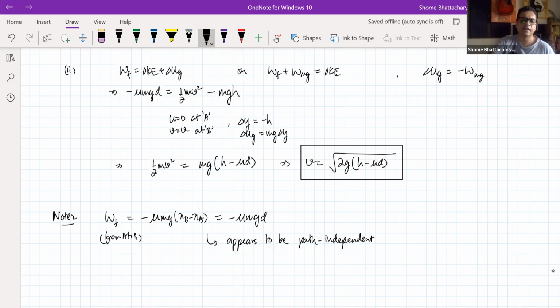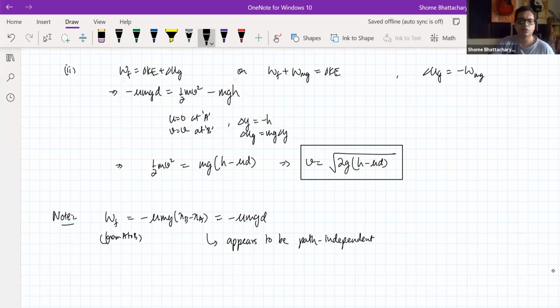So the net work done by kinetic friction in a round trip will be a negative quantity. It will be a non-zero negative quantity. So while in this particular case, when it's sliding from A to B, it appears that the work done by friction is path independent, it is not overall path independent, because in a round trip, it's not going to be zero. So friction is not acting like a conservative force here.